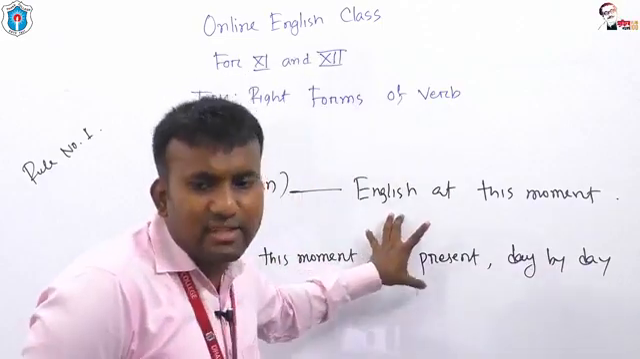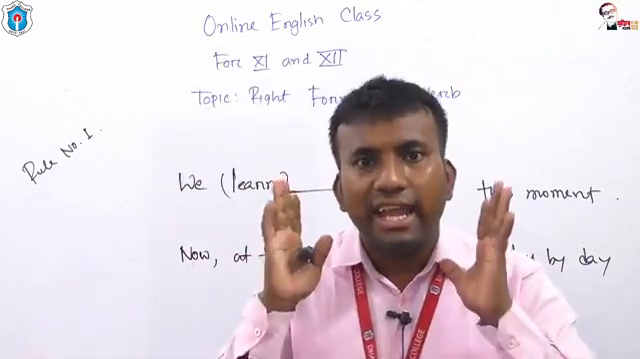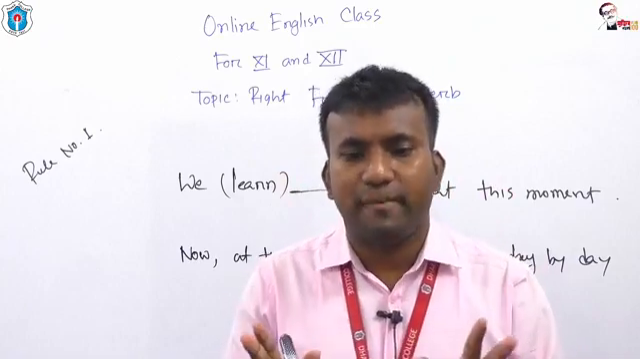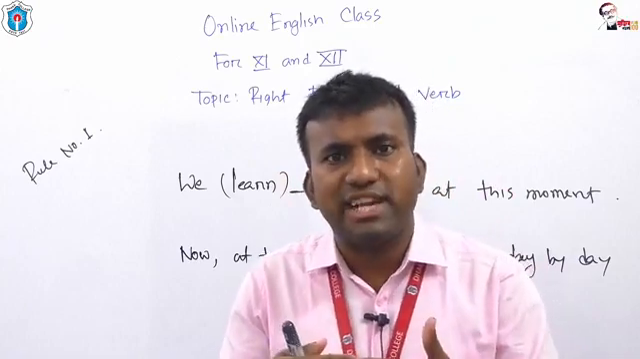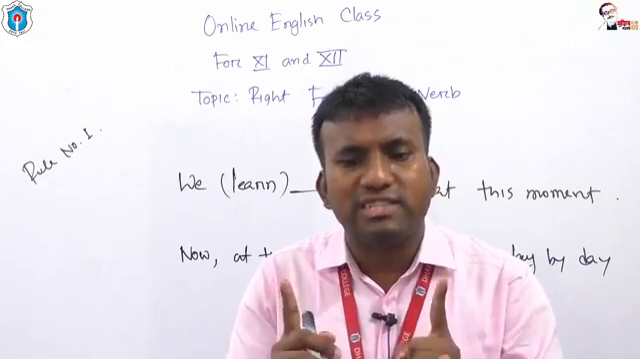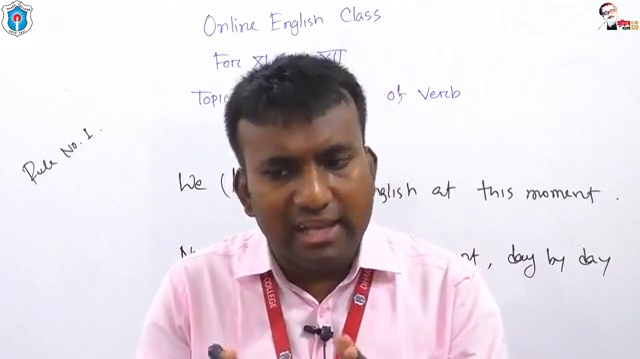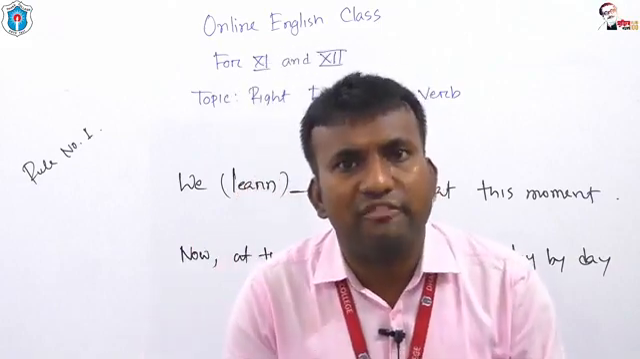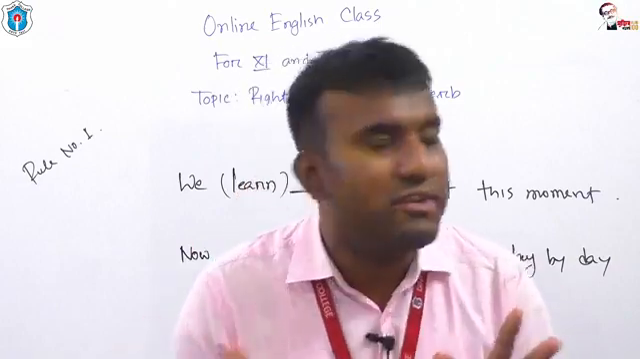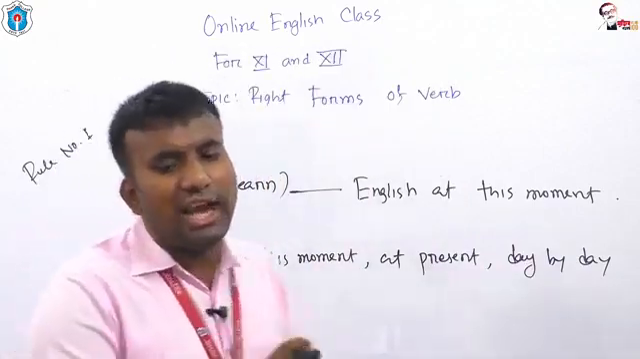Every tense has its individual structure. And what is the structure of present continuous tense? We have to take the subject, then the auxiliary verb am, is, are. And after the auxiliary verb am, is, are, we have to take ing with the verb. So the answer should be, we are learning English at this moment.